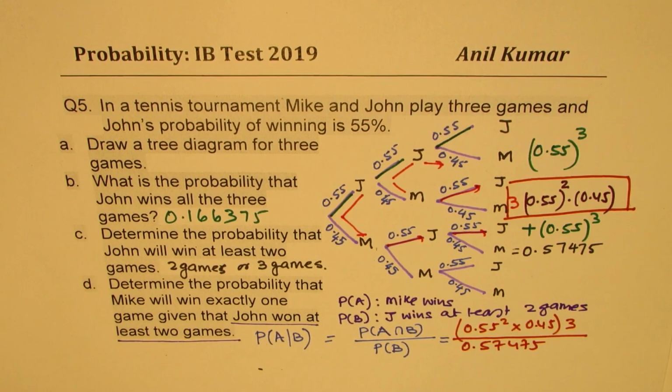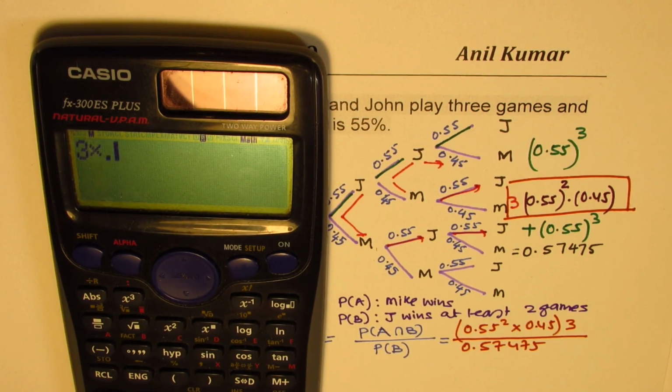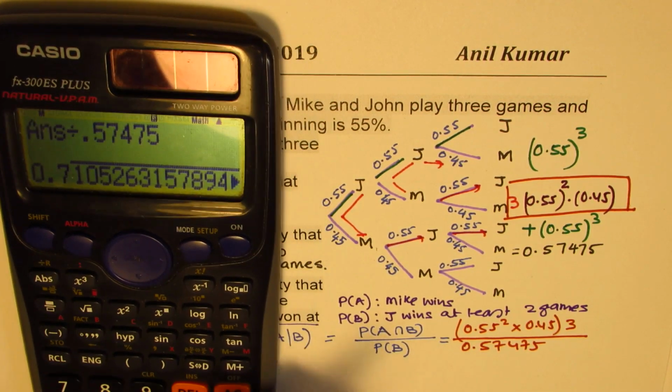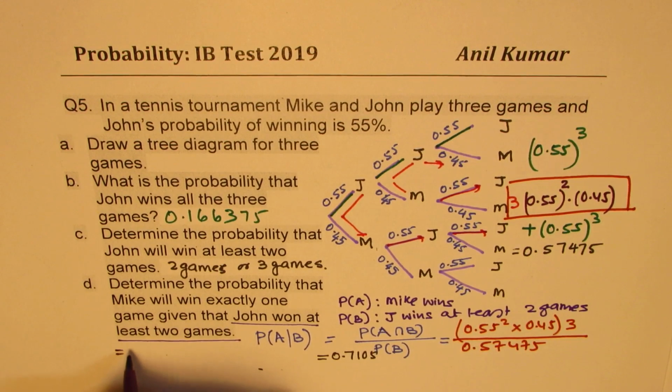So that is how you are going to find this value. So let's calculate. We get 3 times 0.55 square times 0.45, and we are going to divide this by 0.57475. I hope this concept is absolutely clear, right? So in decimals, this value is equal to 0.7105, correct? So this is very important. So let me write here the answer. You should do your calculations and check, right?